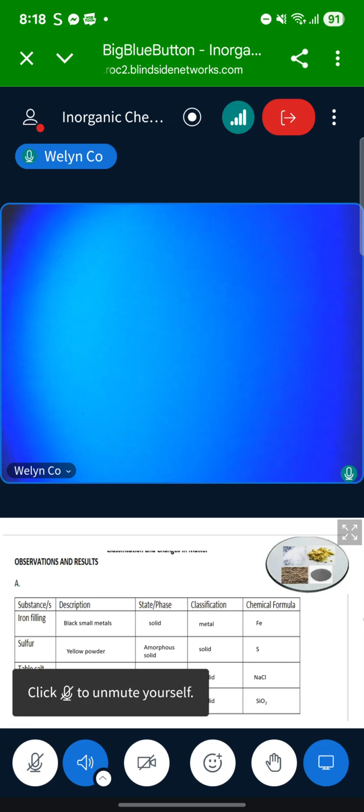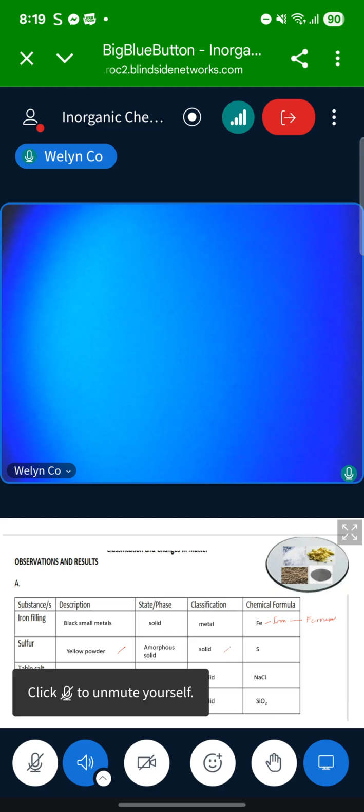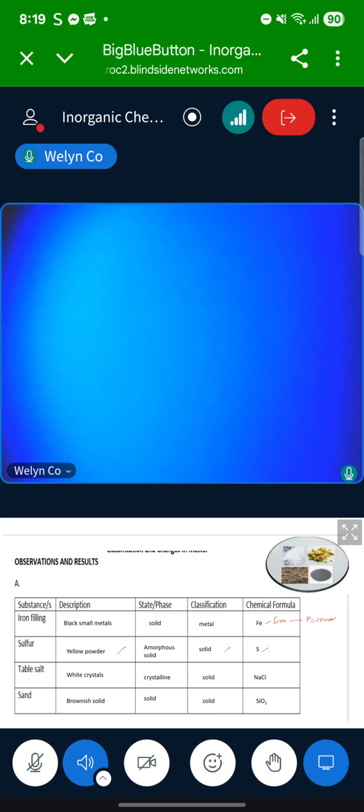So bakit ang chemical formula ng iron ay Fe? Iron. It has no letter E and no letter F in the word iron. It is coming from the Latin name of your ferrum. Okay? For sulfur, you have this as your yellow powder. It is amorphous. So ito yung amorphous ay it has no luster. Ito yung dull. When the light strikes on the surface of the sulfur, it did not give off light or luster. So it is your solid. Then, you have your chemical formula of S.